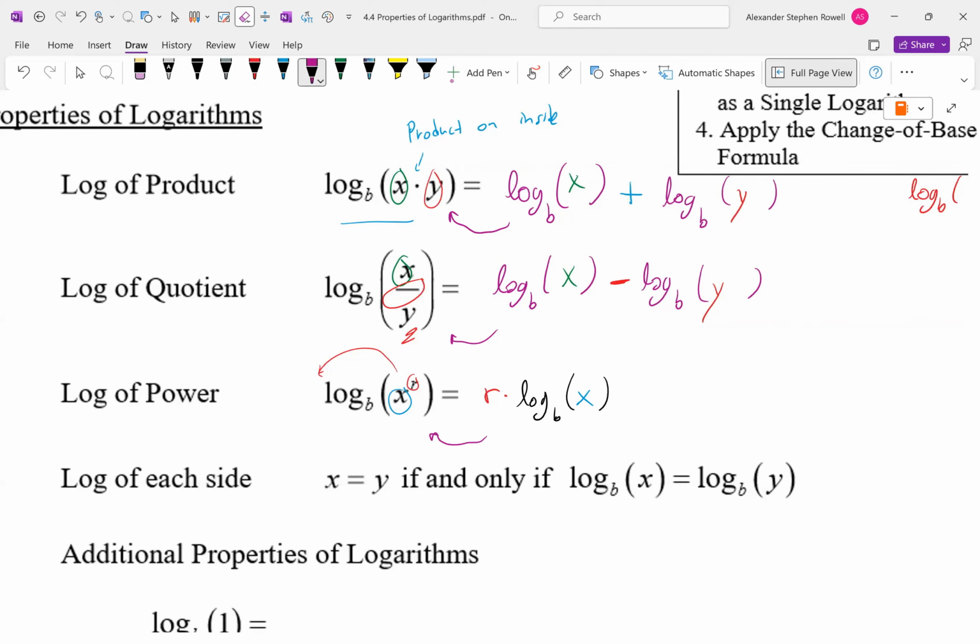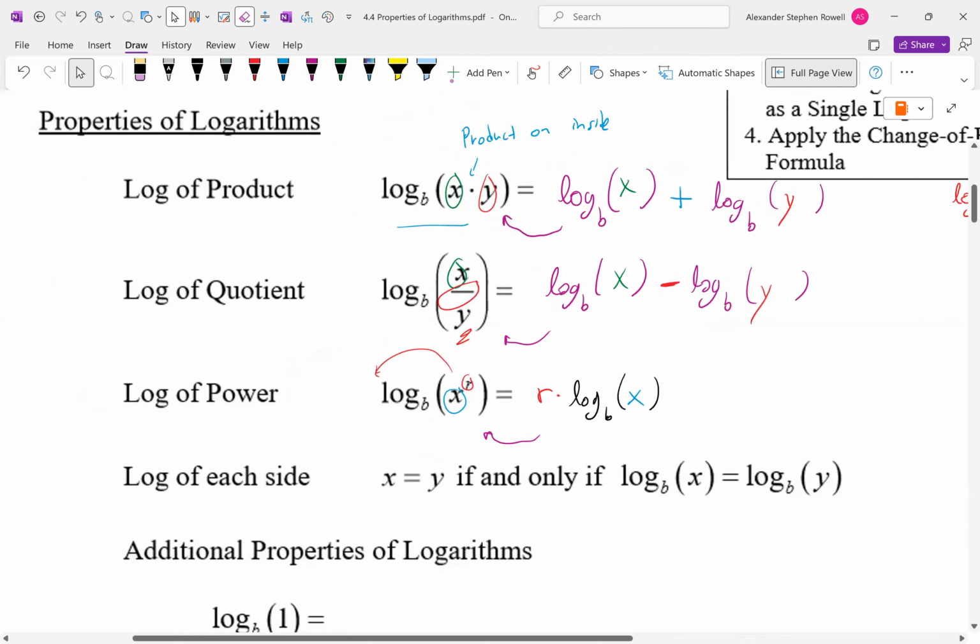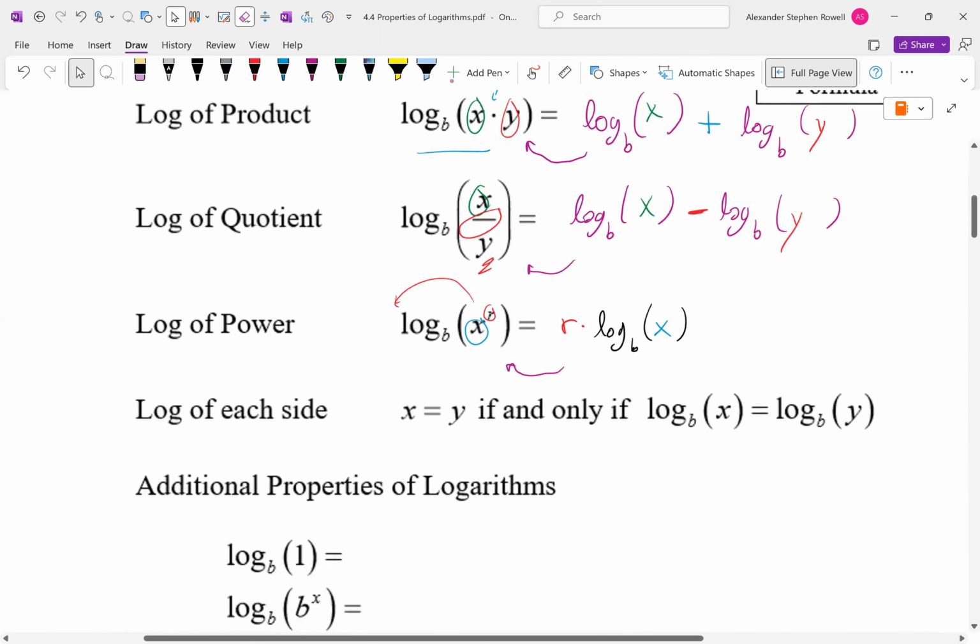which we're not going to do until 4.5, the next section, which won't be on the test. Logarithmic equations will not be on the test. This section will be.